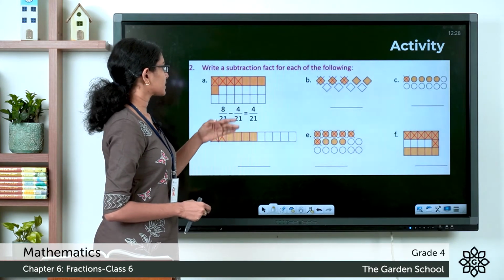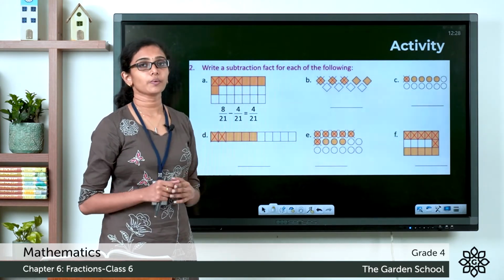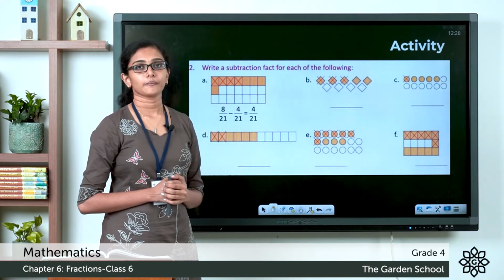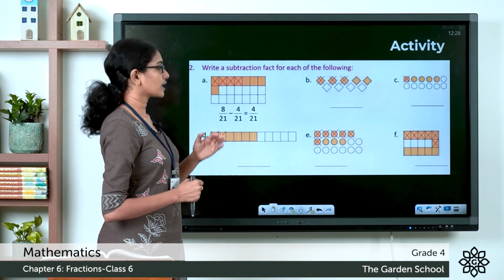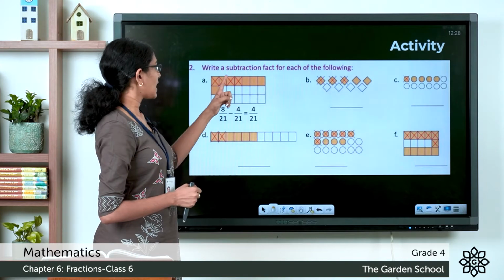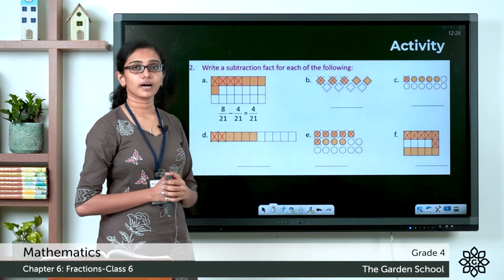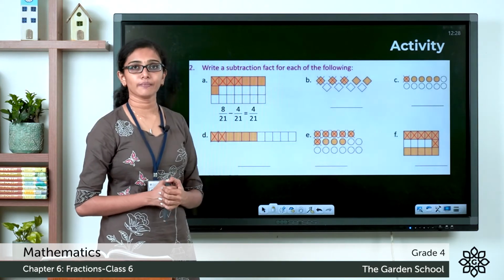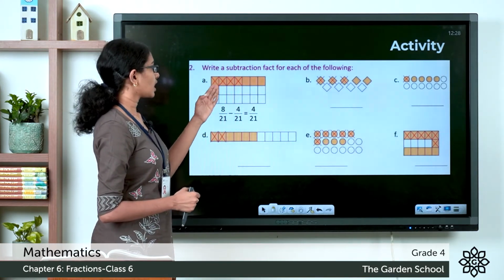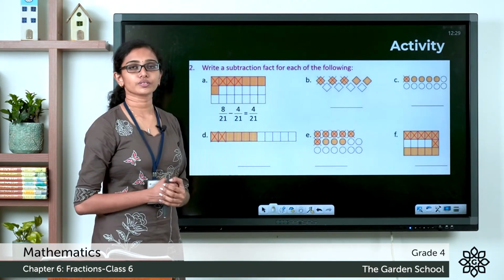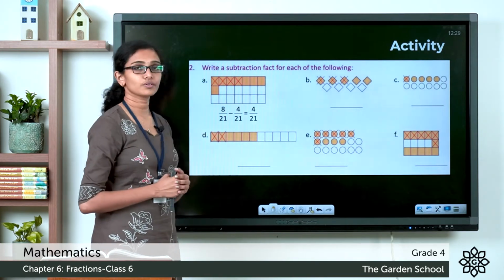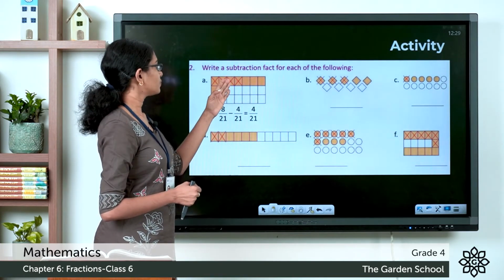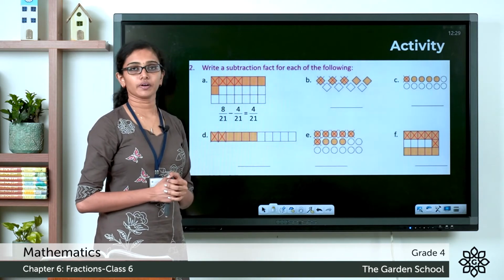We can see a rectangle is being divided into 21 equal parts. And a few parts are shaded. How many parts are shaded? 8 out of these 21 parts are shaded. So the fraction of shaded part is equal to 8 by 21. Now, a few parts are crossed. What is the fraction of parts that are crossed? That is equal to 4 out of the total 21 boxes.